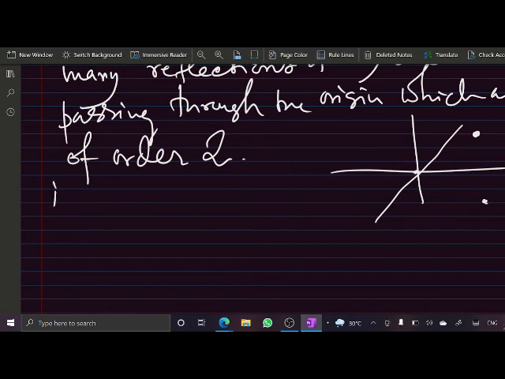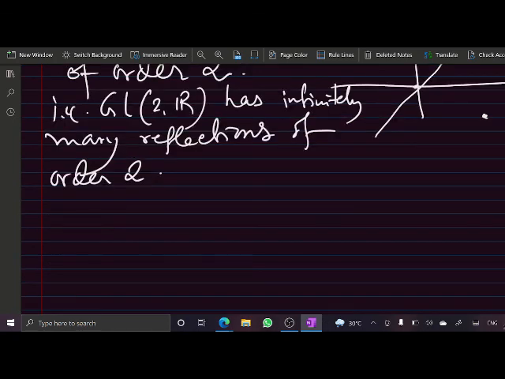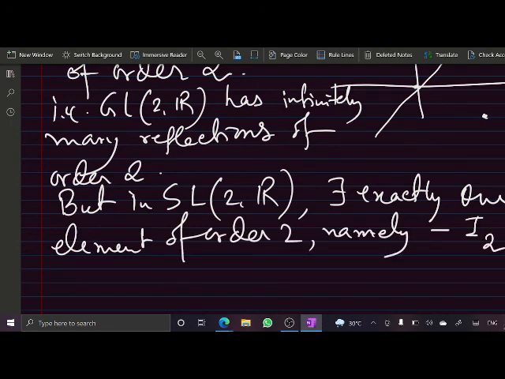So GL2(R), that is this group, has infinitely many, actually uncountably many reflections of order 2. Every reflection is a linear operator, a linear map from R2 to R2. So infinitely many reflections of order 2, but restrict yourself to SL2(R), you will get only one element of order 2. Okay. So in SL2(R) there exists exactly one element of order 2, namely which one? Minus I2, right?